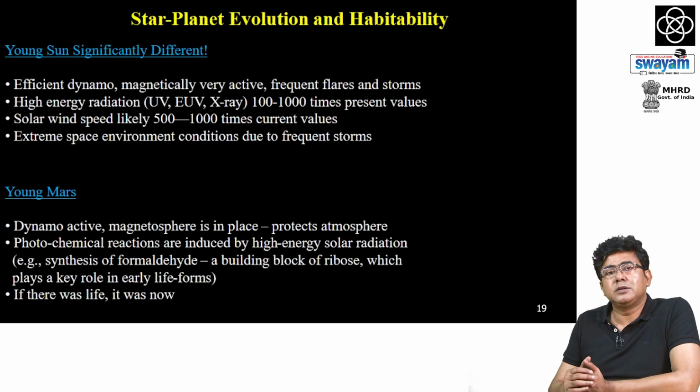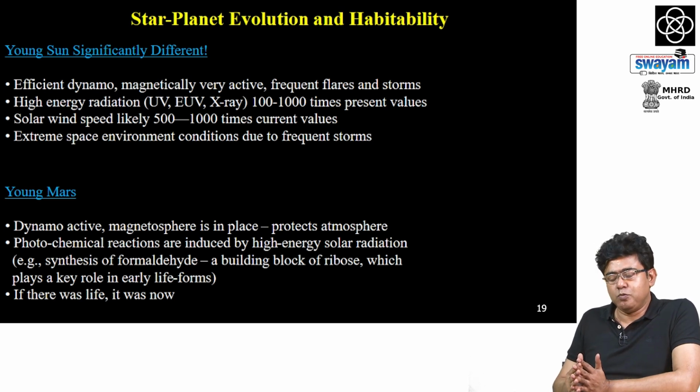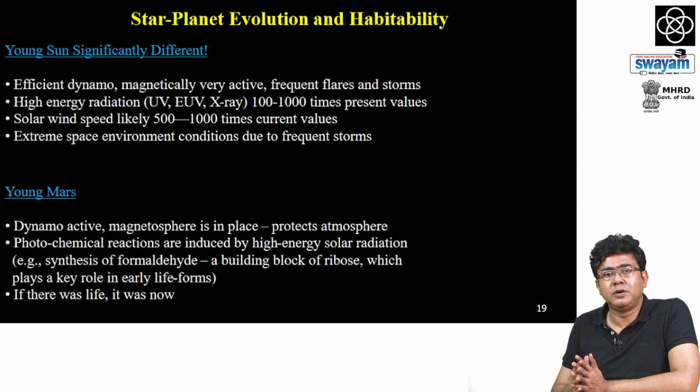To understand the impact of star-planet interactions on the habitability of planets, we can take Mars as a case study. So, when Mars was very young, let us say we go back some 1 billion years into the age of the sun and Mars, Mars had a liquid core and a magnetosphere. So, it had a magnetic field which was protecting its atmosphere. The sun was also fairly active at this point in time, because it was rotating much faster.